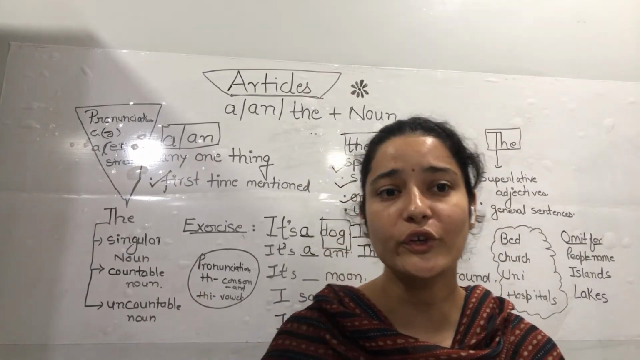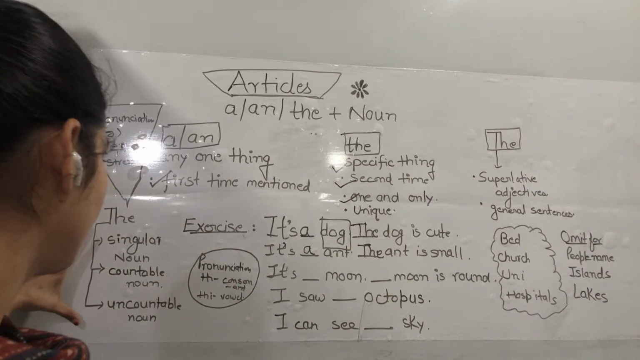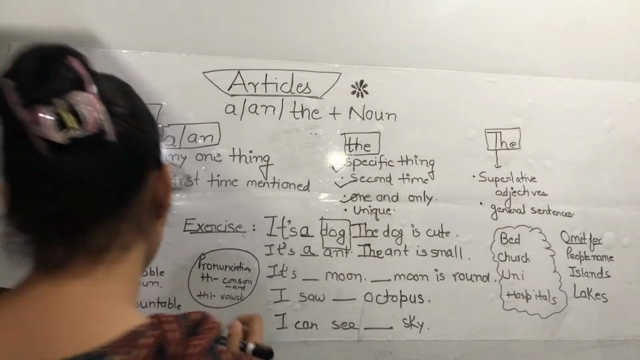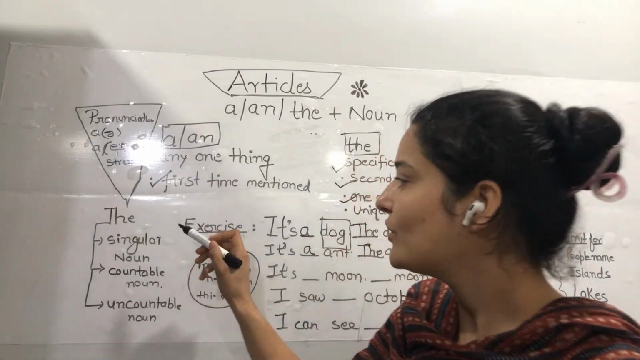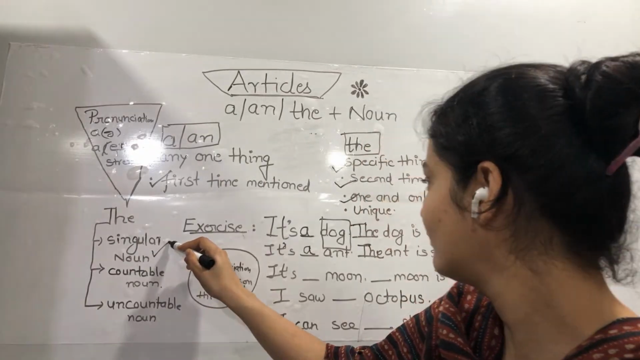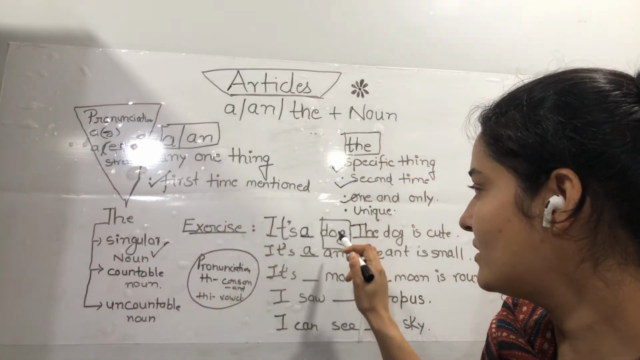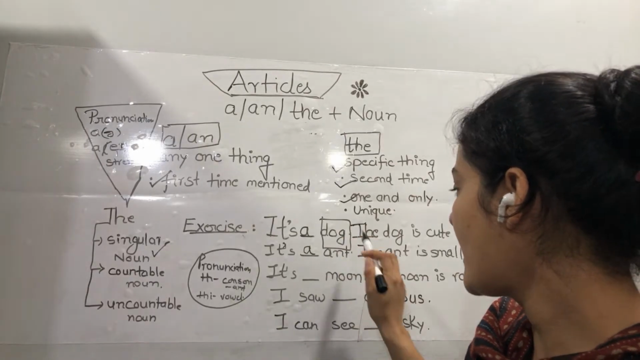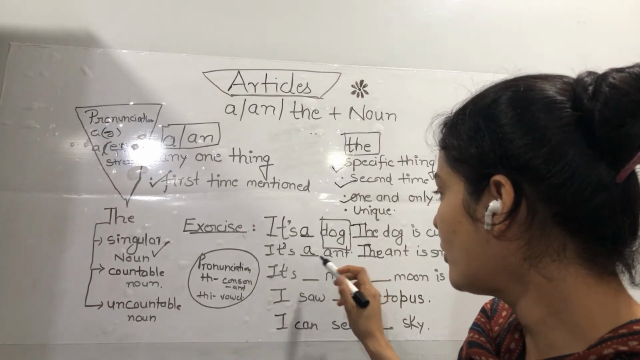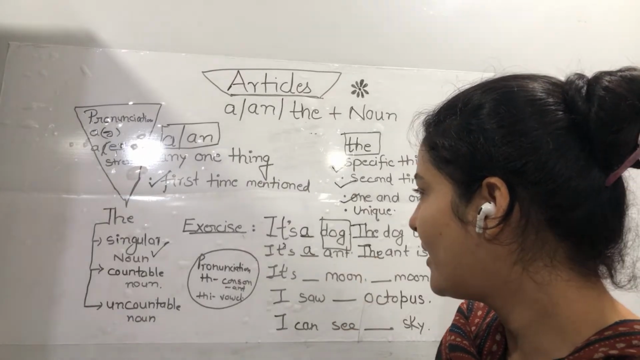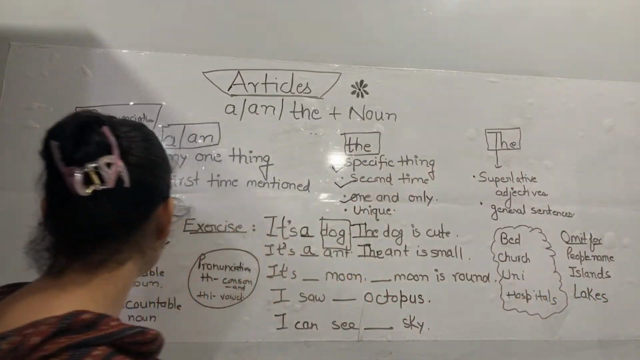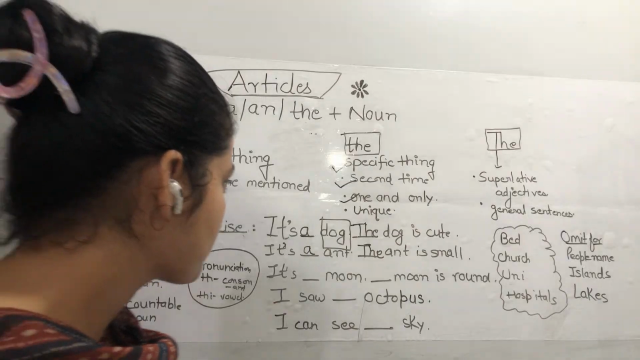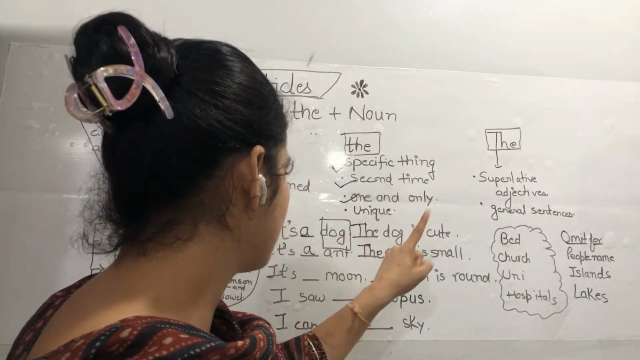So when to use "the," some more terms are there, okay? With the singular noun, you can use "the." Like I told you, dog is a singular noun, you can use "a." And there is ant, that is also a singular noun, you have to use "an." But "the" is used with a singular noun too. The dog is cute.